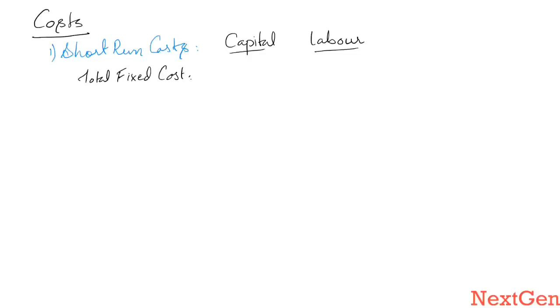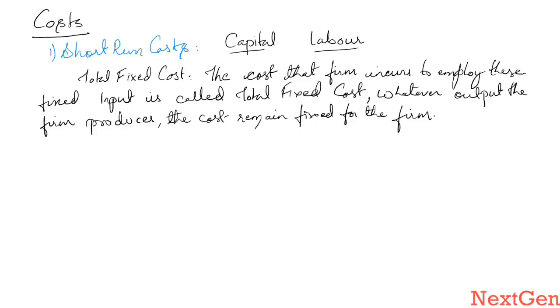Now total fixed cost. Suppose in the above example, capital and labor, capital is the fixed input, but first the firm has to purchase this capital. It can be land or building or office, anything, but after purchasing it once, it will be fixed for a long duration of time. This type of cost that the firm incurs to employ this fixed input is called the total fixed cost. Whatever the output the firm produces, the cost remains fixed for the firm.